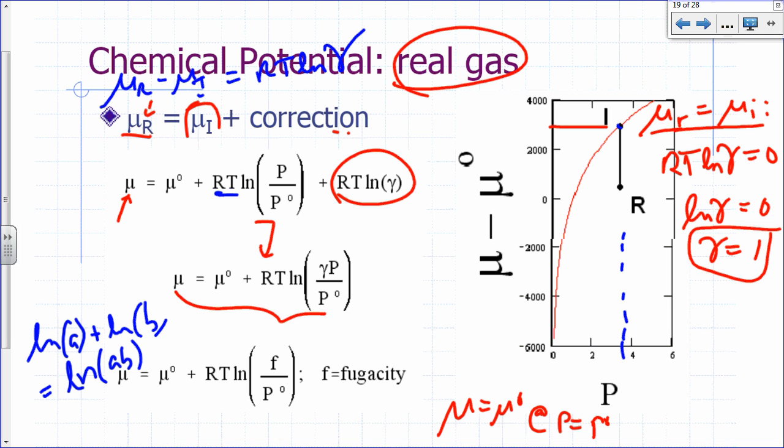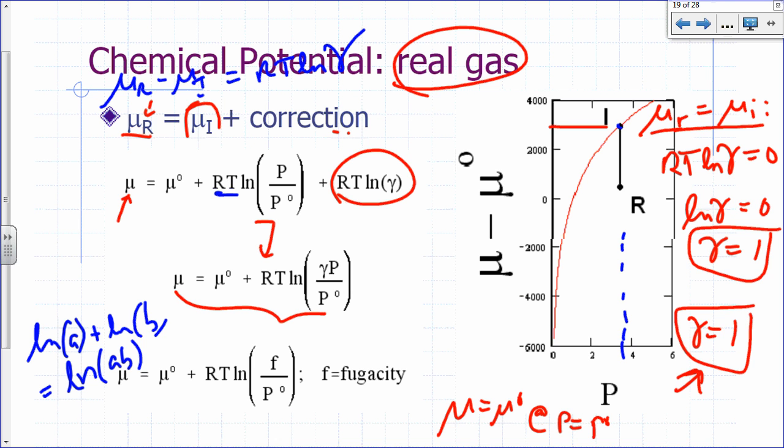So in other words, what we've done here is we've defined something, gamma, called the fugacity coefficient, that gives us an indication of how your real gas deviates from ideal behavior. If gamma is equal to 1, we say it's behaving ideally. Its chemical potential is that of the corresponding ideal gas. And if gamma is not equal to 1, it can be less than 1 or greater than 1. That accounts for all possible corrections you can come up with, and it gives you an indication of how far you are from ideal behavior.